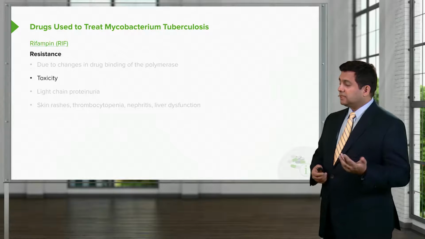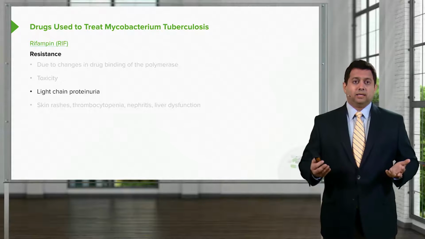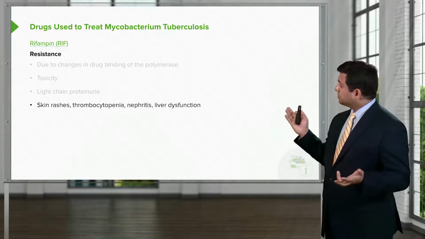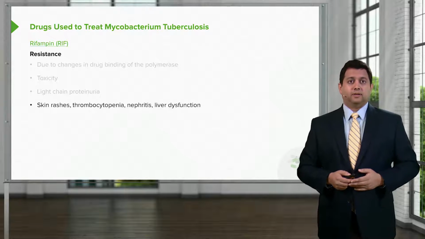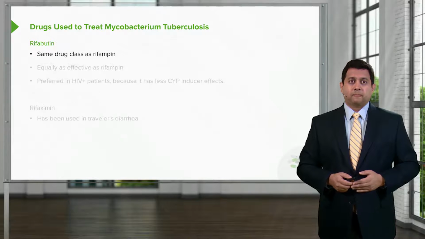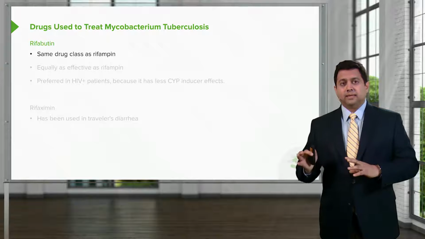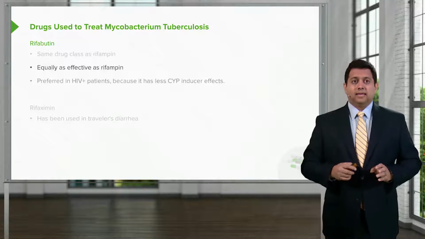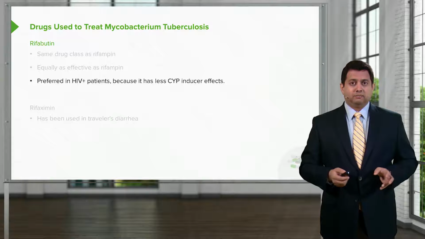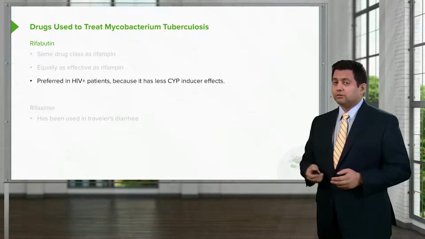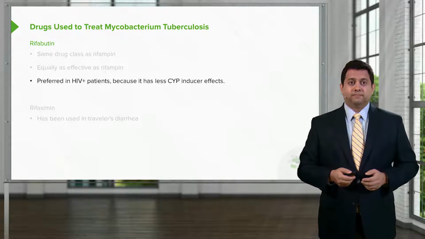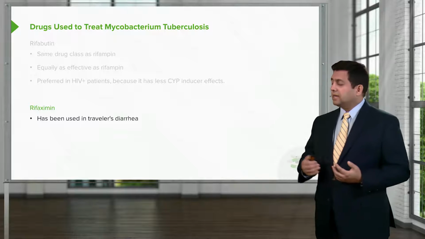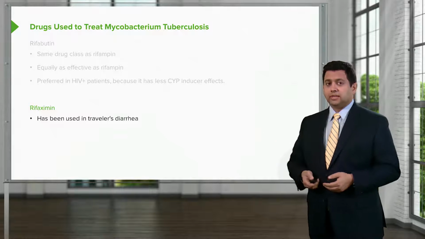In terms of toxicity, the toxicity is really light chain proteinuria, skin rashes, and thrombocytopenia. You can also get nephritis and hepatic dysfunction too. Rifabutin is in the same class as rifampin, and it's equally as effective as rifampin, and it's actually preferred in HIV-positive patients because it has fewer cytochrome inducer effects. Rifaximin is also another agent in the same drug class, and we've used this in traveler's diarrhea in the past.